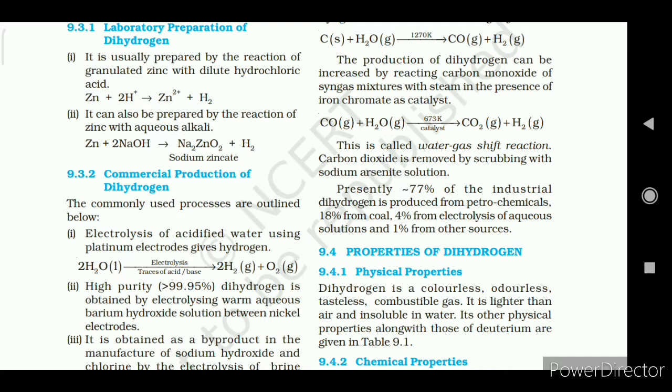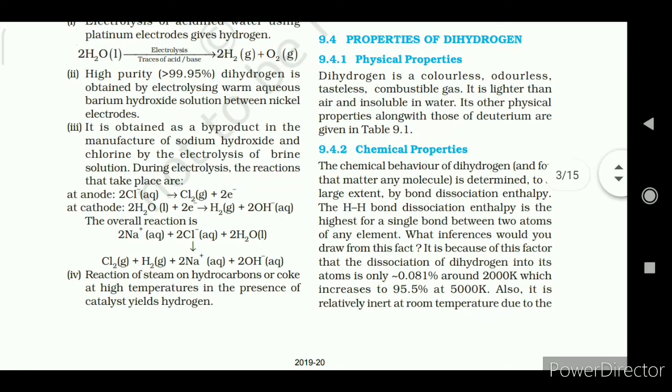9.4.1 Physical properties. Dihydrogen is a colorless, odorless, tasteless, combustible gas. It is lighter than air and insoluble in water. Its other physical properties along with those of deuterium are given in table 9.1. 9.4.2 Chemical properties. The chemical behavior of dihydrogen is determined to a large extent by bond dissociation enthalpy. The H-H bond dissociation enthalpy is the highest for a single bond between two atoms of any element. What inferences would you draw from this fact?